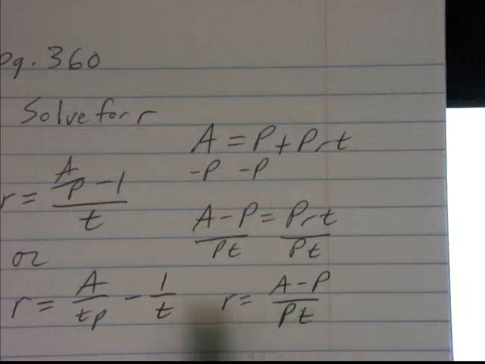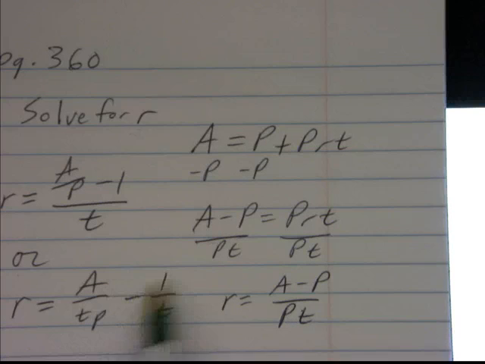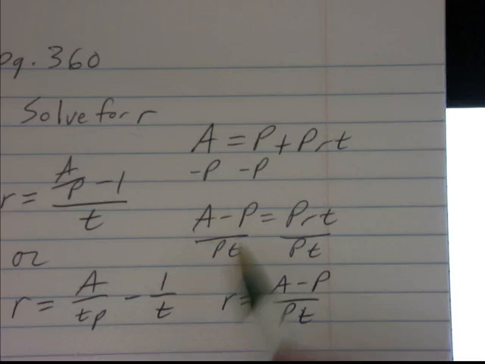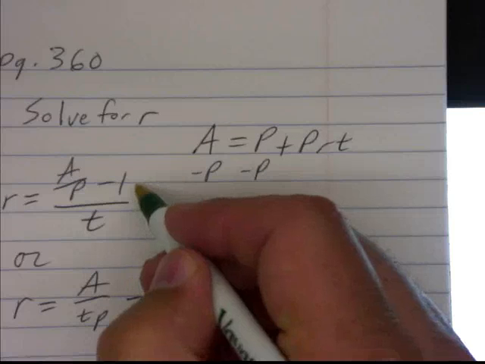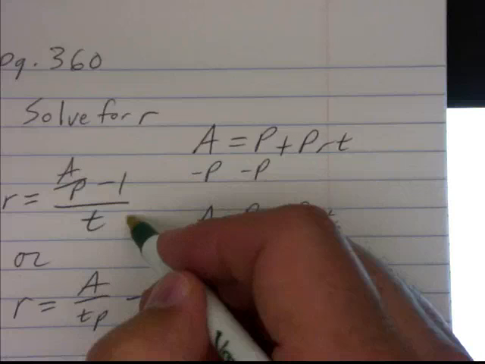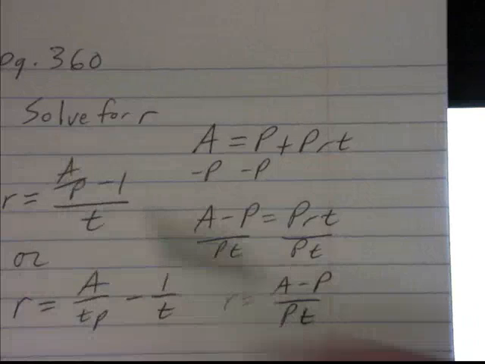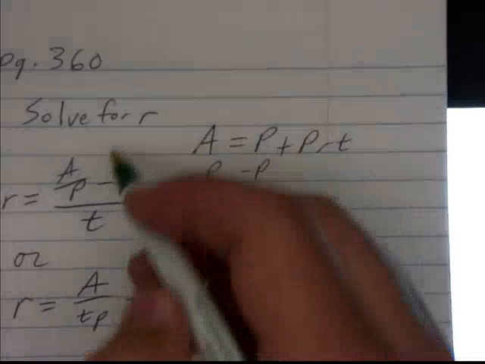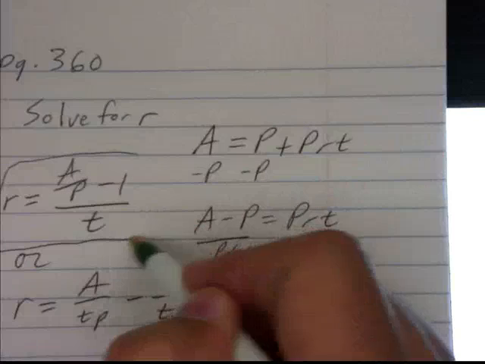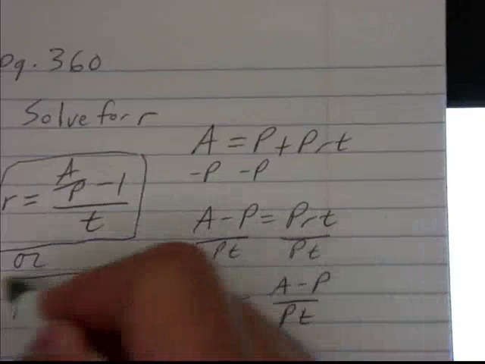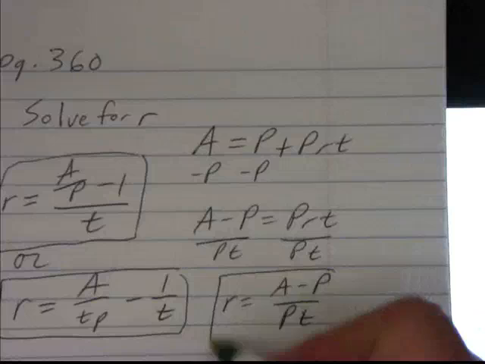Now notice these are actually the same. If I was to get a common denominator here of TP, I'd multiply this by P in both numerator and denominator. I'd have my common denominator of PT, and I'd have A minus P in the numerator. I would get the same thing here if I multiplied both numerator and denominator by P to get rid of the complex fraction. But this is a viable answer. These are all viable answers.